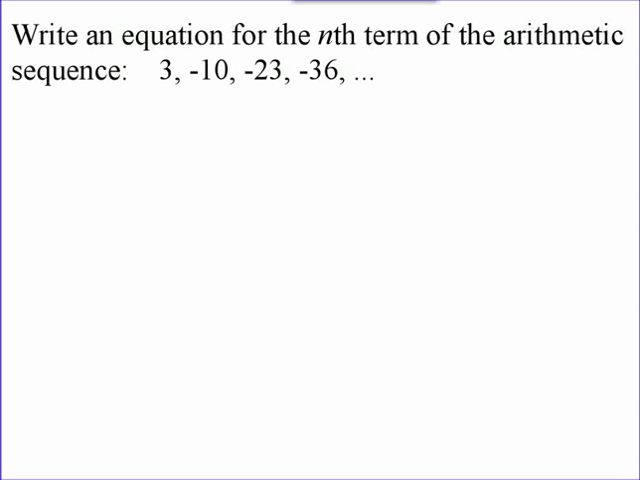Okay, write an equation for the nth term of the arithmetic sequence. I'm going to start you on this, and then you're going to finish it for me. So our formula, a sub n equals a sub 1 plus n minus 1 times d. What is a sub 1? 3. Good. What is d? Subtract 13. d is negative 13. So what I want you to do is go ahead and write the formula in simplest terms.